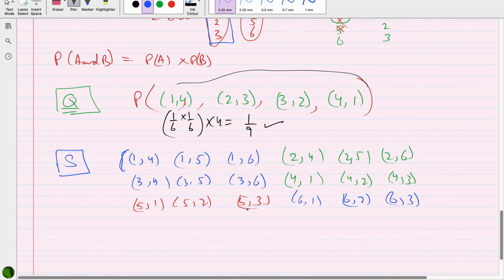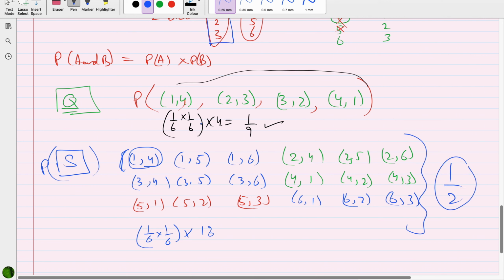So the probability that event S occurs for one of these is 1 by 6 into 1 by 6. And how many are these in total? 1 2 3 4 5 6 7 8 9 10 11 12 13 14 15 16 17 18. So 1 divided by 6 into 1 divided by 6 into 18 is 1 by 2. The probability that event S will occur is 1 by 2. The probability that event Q will occur is 1 by 9. Probability of Q, probability of S.